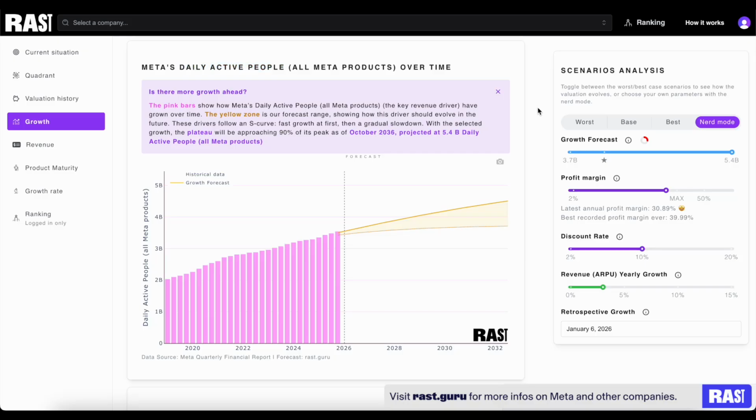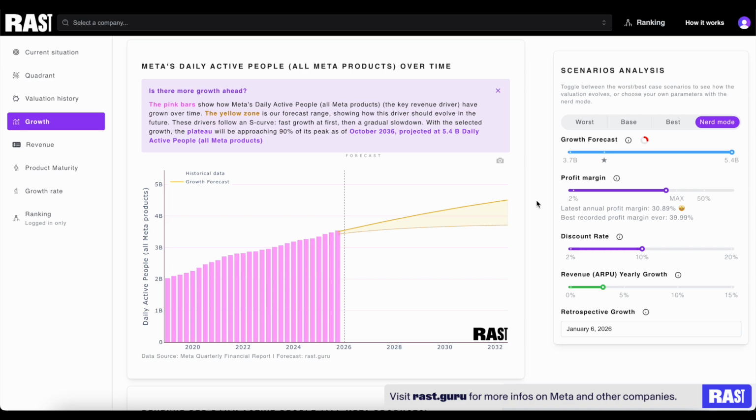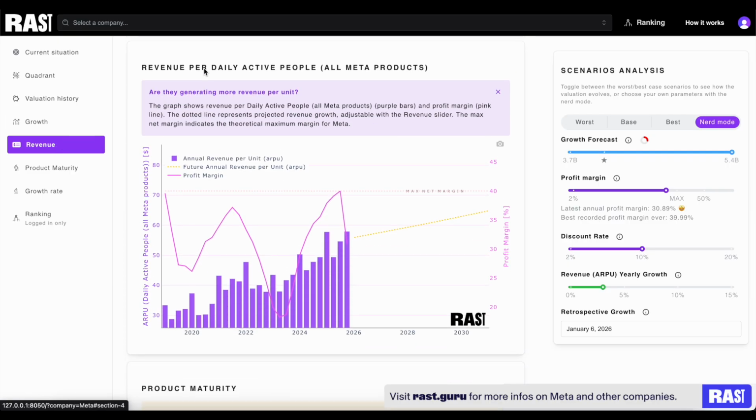Second, we use this data as the foundation for our valuation. If we know how many users Meta will have in the future, and how much each user brings to the company, we can calculate exactly what Meta should be worth today. User growth is only half the story. You also need to know how much the company makes per unit, or in Meta's case, how much each user is worth. That's where the ARPU, average revenue per user, in purple and margins, in pink, kick in.